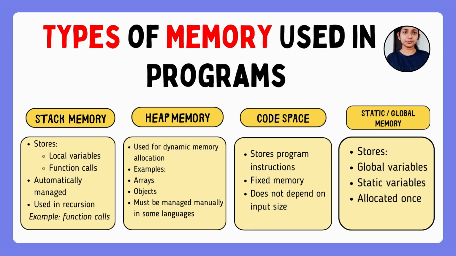Next one is heap memory. Heap memory is used for dynamic data, arrays and objects. Whenever you create an array or object, memory comes from the heap. Next one is code space. Code space stores the program instructions. Memory is fixed. Last one is global or static memory. This stores global and static variables. It is allocated once and stays until the program ends.